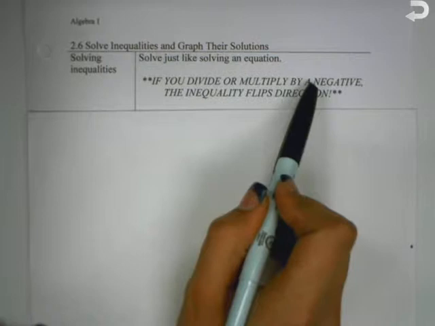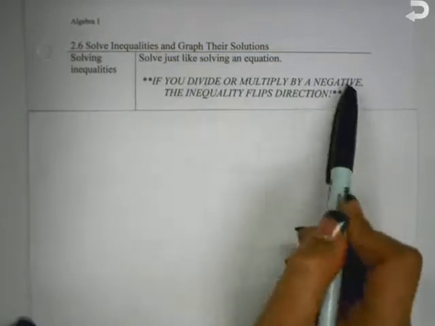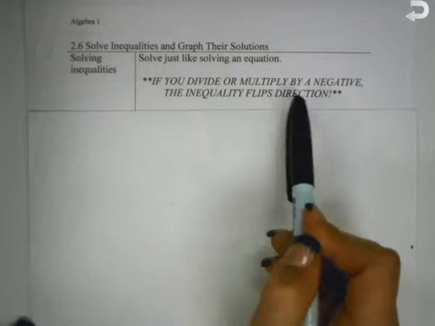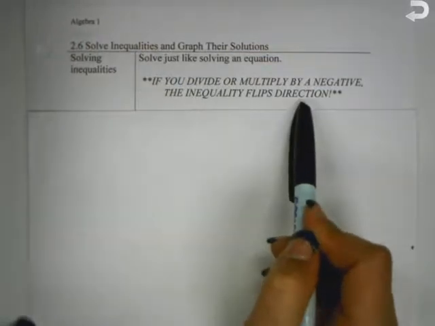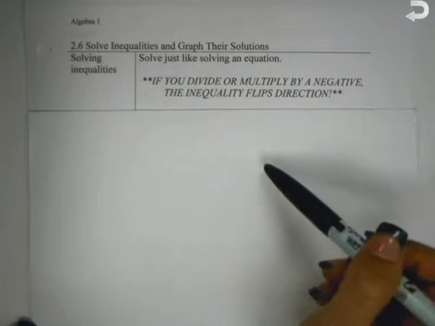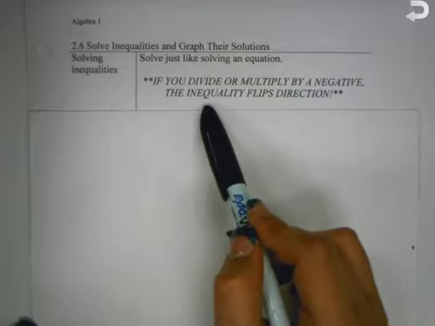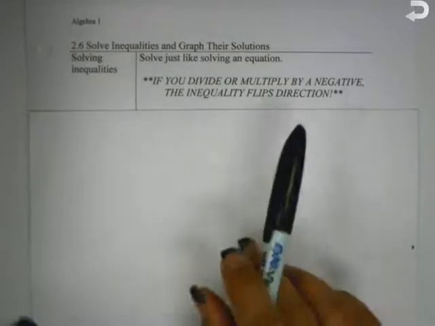And I put this in all capital letters so that I could remember. If you divide or multiply by a negative, the inequality flips direction. So if it was a less than and you multiply by a negative, it becomes a greater than. That's the only thing that's different about solving inequalities, is when we multiply or divide by a negative.